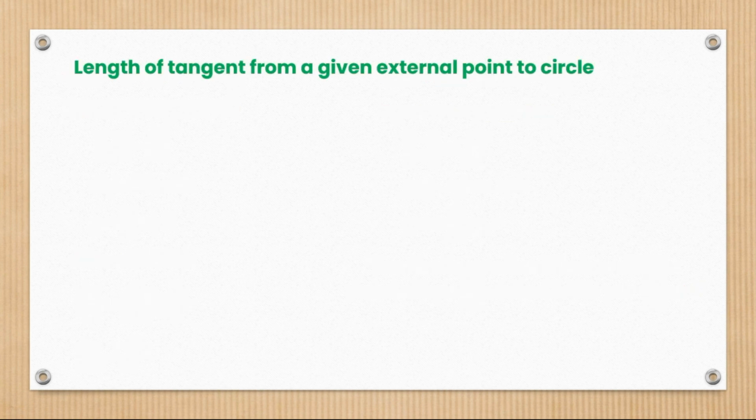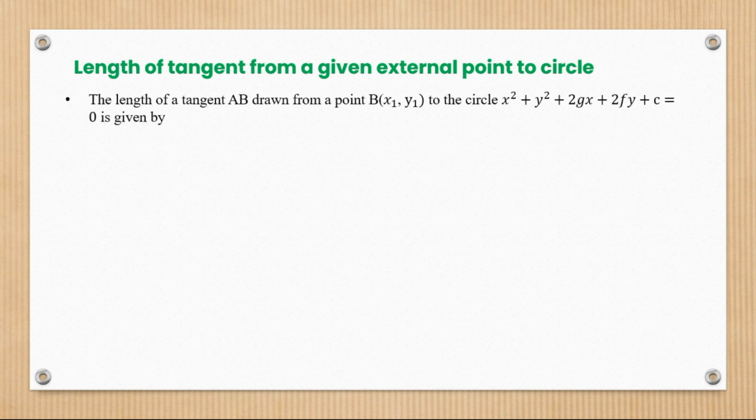Alright, so next let's look at how to find the length of the tangent from a given external point to a circle. So now the length of the tangent AB drawn from a point B (x1, y1) to the circle x squared plus y squared plus 2gx plus 2fy plus c is equal to 0 is given by this. So let's look at what we mean.